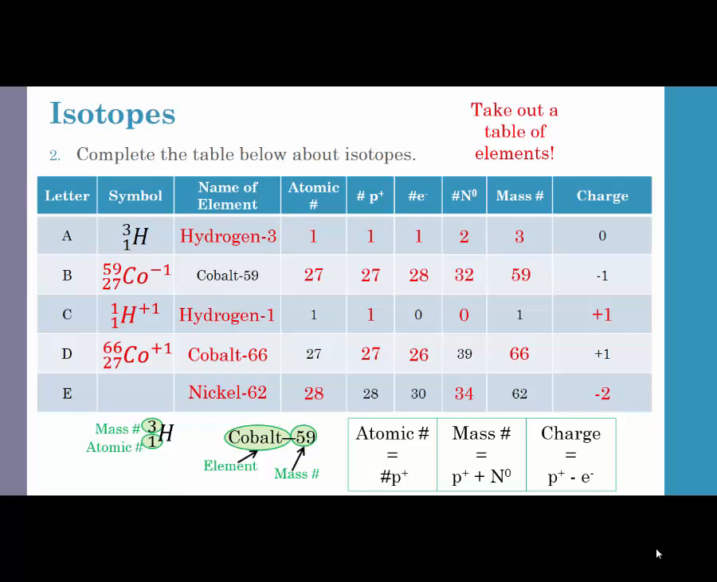I can look on the table of elements and find atomic number 28, and I see that that corresponds to nickel, so I'm going to name this element as nickel 62. When I write the symbol, 62 goes on top for my mass number, 28 is the atomic number on bottom, nickel has the symbol Ni, and the charge for this nickel is minus 2.